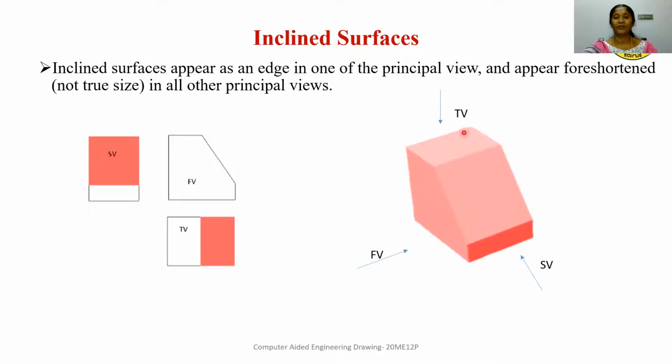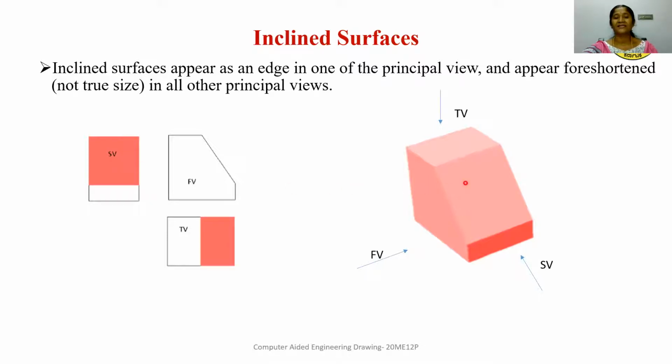Now, how does it appear in the top view? This is the top view of the given component. The inclined surface is represented by this surface that is colored in red in the top view, and it is foreshortened. That is, it is of lesser dimension compared to its actual dimension. It is not to the true size, and it appears smaller. Similarly, in the side view, this inclined surface is represented by this surface colored in red, and also in the side view, it appears to be foreshortened.